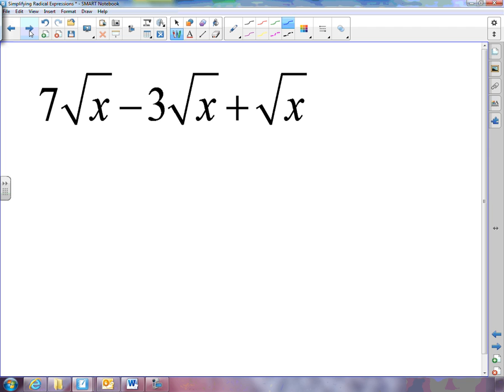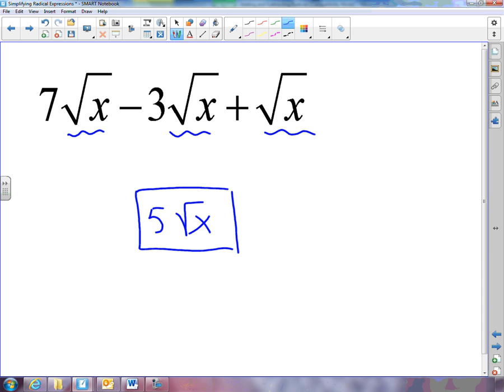So you can also perform this operation if you have a variable under the square root. So for example, here I have root x, and root x. Because they're all the same thing under the radical, it works just the same way that numbers do. So here I have 7 root x. I want to take away 3 of them. So I have 4 root x's left over. Now I want to add 1, so I have 5 root x. And that's our answer.